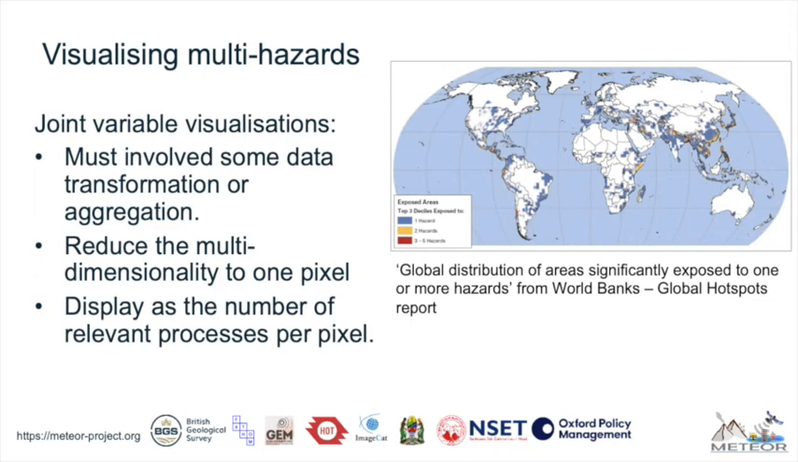Visualizing joint variables can be done in several different ways. Variables can be summed, multiplied, or counted, thus reducing the multidimensionality of one parameter. They can also be displayed as a number of relevant processes per pixel, as is shown in the simple representation from the World Bank's Natural Disaster Hotspots Global Risk Analysis, which displays a multi-hazard index that reflects the number of hazards considered relatively significant in a particular grid cell.